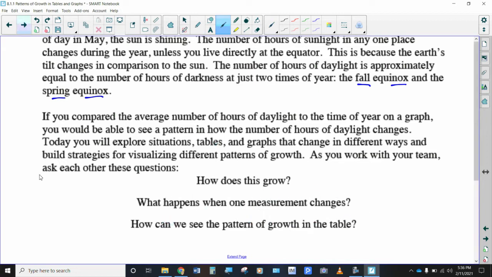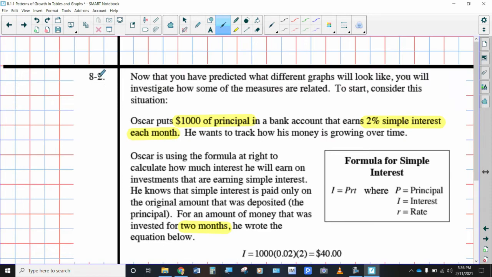All right, there was problem number one here, but it was a little bit complicated, takes a little bit of time, and so it's not really essential to this particular lesson. It was just basically a few different examples of linear and nonlinear growth, but we'll see enough of that popping up. You'll get the idea. Okay, so let's start with this situation. Now that you have predicted what different graphs would look like, we didn't. I just told you we skipped over that problem.